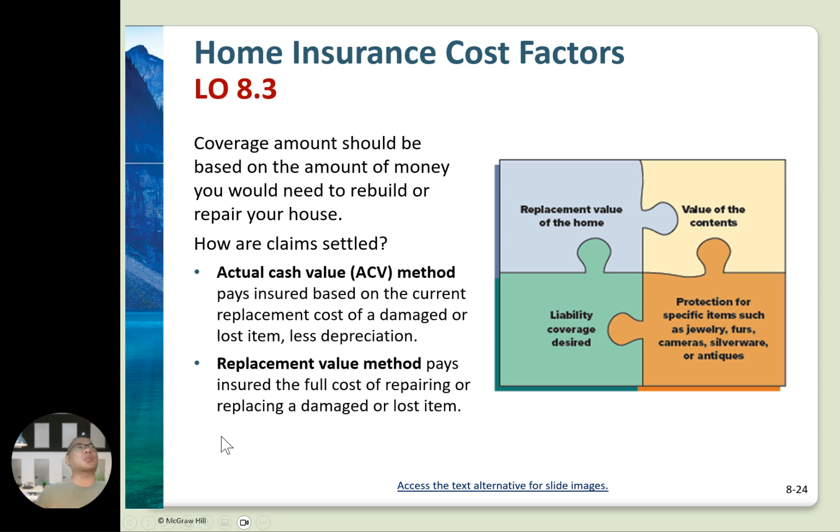Okay, home insurance cost factors. Objective number 3. Coverage amount should be based on the amount of money that you need to rebuild or repair your house. That's what we call the ACV, which is the actual cash value method. What is it? It is insured based on the current replacement cost of the damaged or lost item less depreciation. So basically, your house is $1 million, but to rebuild costs you about $800,000. They're gonna pay you up to $100,000.